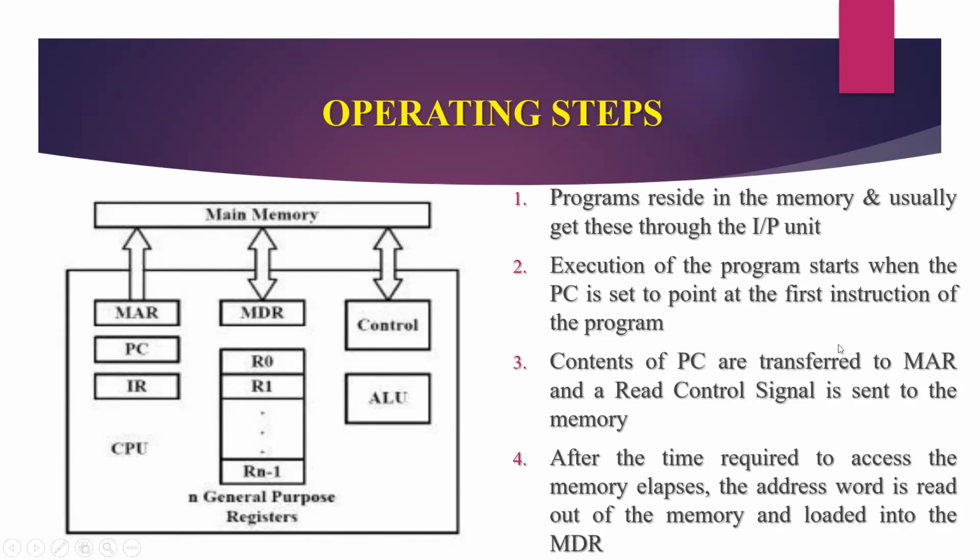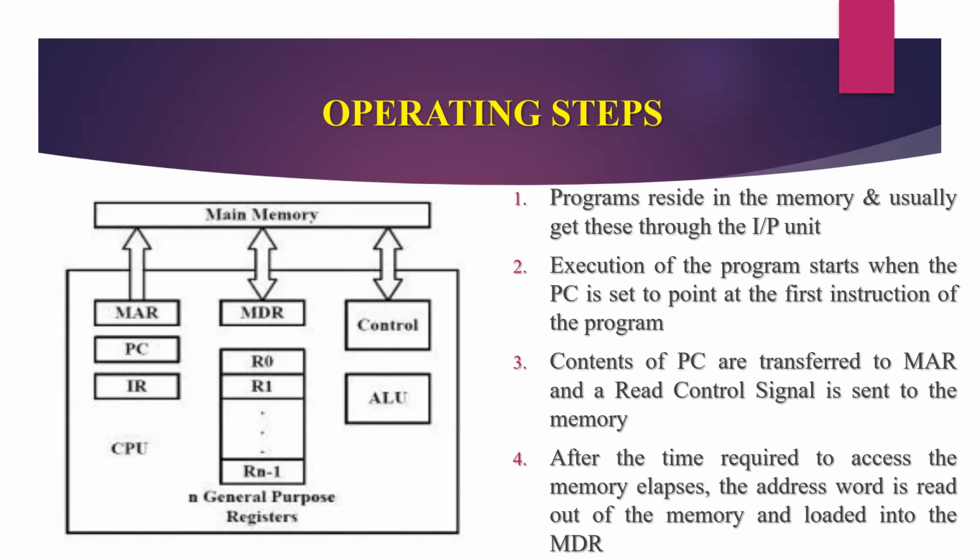So I will explain once again. The program resides in main memory, and everything is available there with the help of the input unit. In the second step, execution is initially started with the help of the program counter, because the program counter is a register that always points to the address of the first or the next instruction. What is available in the program counter? The address. That address is applied to MAR, because MAR is used to fetch the instruction from the memory with the help of the control signal. Who generates the control signal? The control unit.